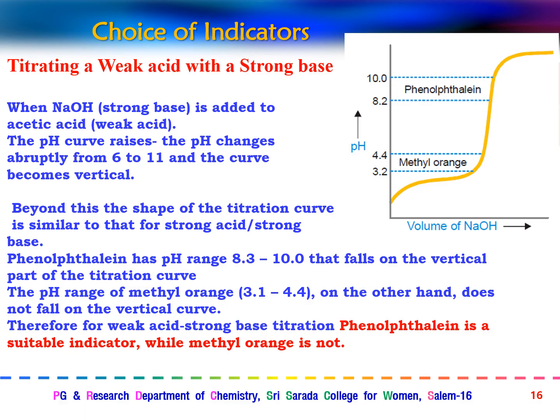Phenolphthalein has a pH range of 8.3 to 10, which falls on the vertical portion of the titration curve. Here, the pH range of methyl orange is 3.1 to 4.4, yet it does not fall on the vertical curve. Therefore, for titrating a weak acid, that is acetic acid, with a strong base like sodium hydroxide, phenolphthalein is the only suitable indicator, whereas methyl orange is not.